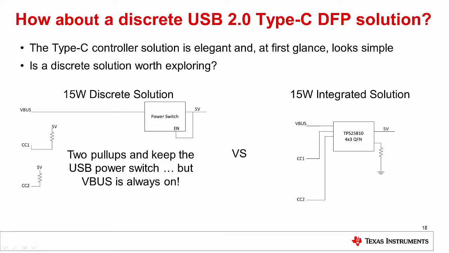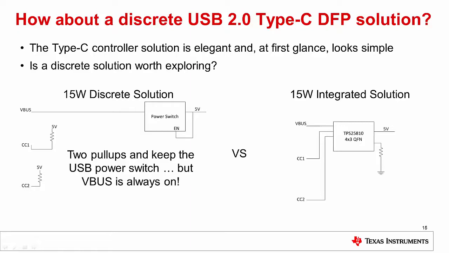So let's look again in a little bit more detail at the USB 2.0 Type-C DFP solution. At first glance, it seems like I could just use a power switch from a legacy Type-A system and just put pull-ups on the CC1 and CC2 pins. I mean, is that enough? Is that something worth exploring? Well, we'll look closer at that.